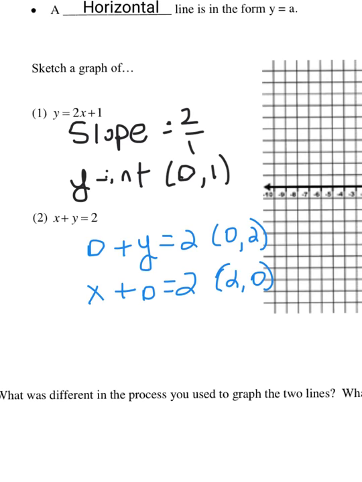Okay, so here you see I substituted the 0 in for x, and I got y equals 2. So one of my points is (0, 2). That's going to be my y-intercept. And then I make my y 0 to find my x-intercept, which is (2, 0). So I'm going to plot these 2 points, and I'm going to draw my line from there.